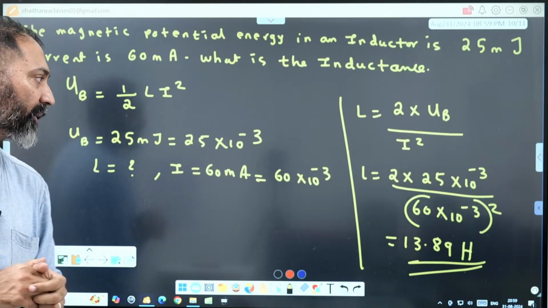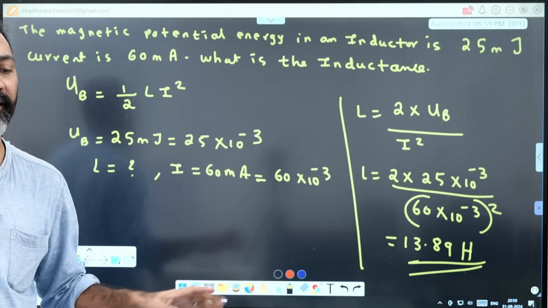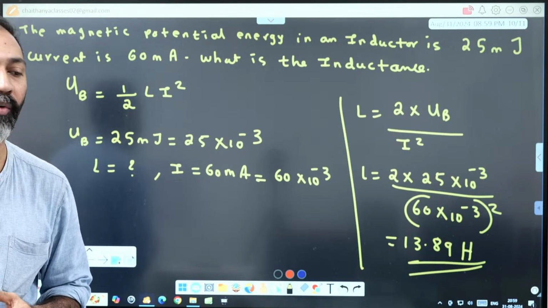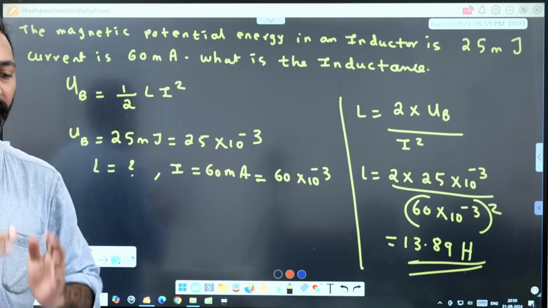So today we are stopping the class now. We have finished AC chapter. Next class we will be taking electromagnetic waves. Before Onam we will be finishing that chapter also.